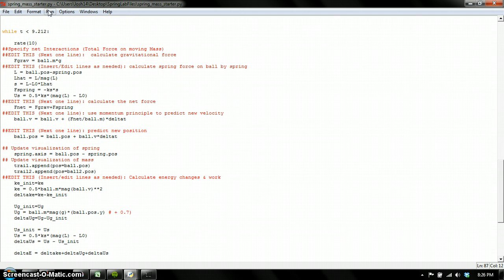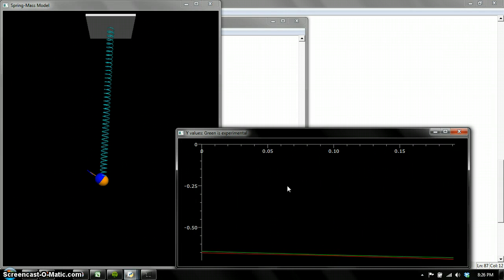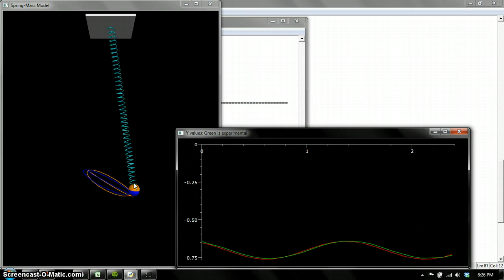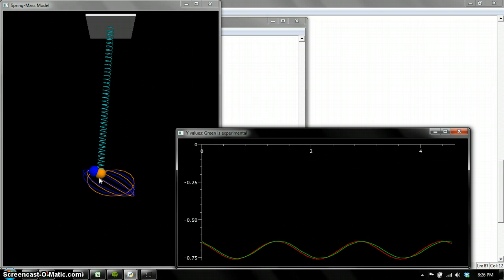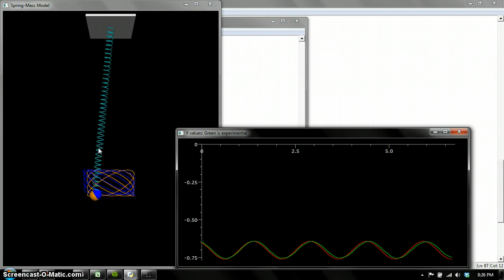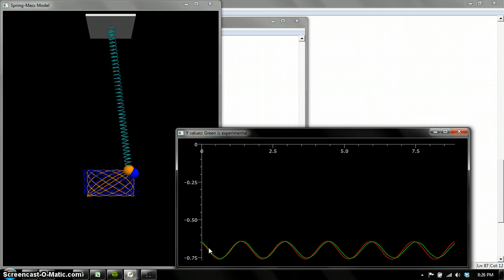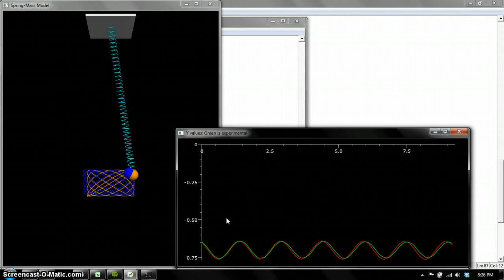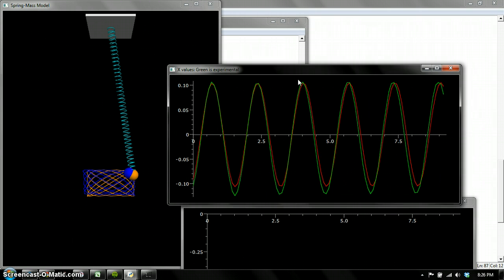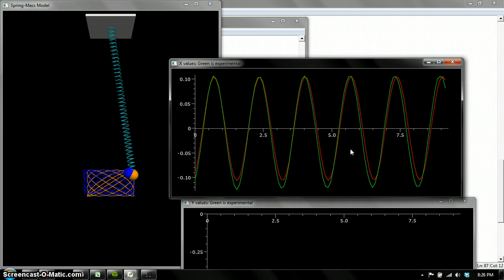So if we run this, the blue is the experimental, and the orange is the model. These are the y values. The green is the experimental, and the red is the model. So they're pretty good. It gets worse as time goes on. The same thing with x. It's pretty good. It gets worse as time goes on, and the peaks don't line up here exactly.